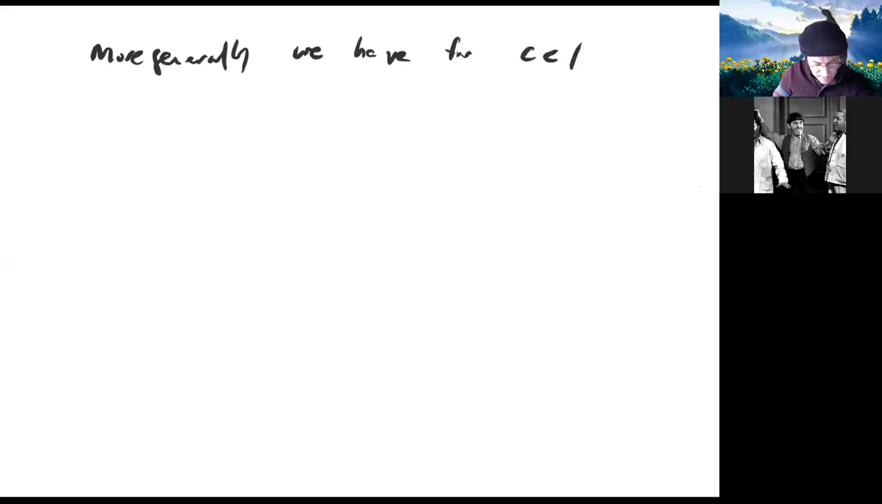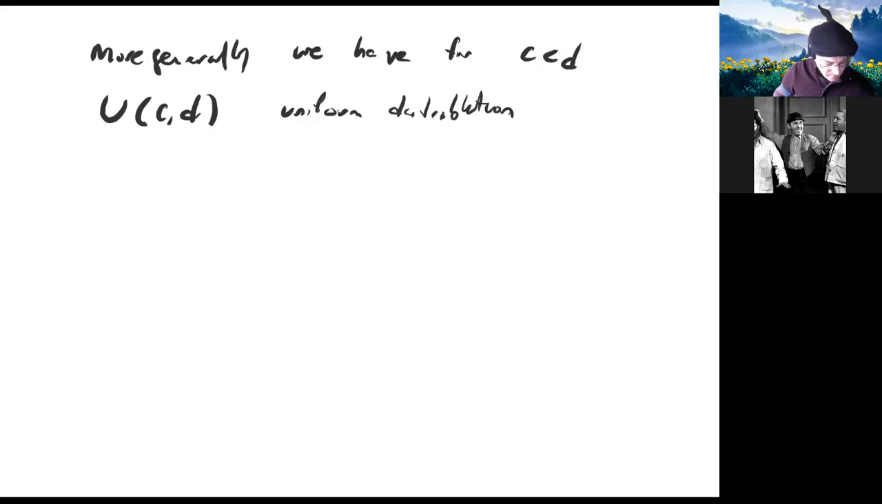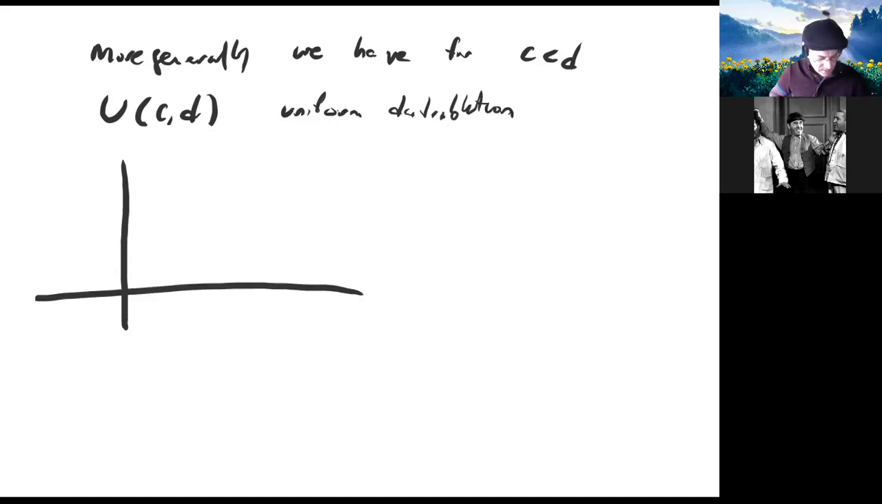More generally, we have, for numbers C less than D, U of CD, the uniform distribution of type CD. That has PDF given as follows. You take C and D. I'm just for convenience putting them on the positive x-axis. And then you have to make a rectangle of area 1.